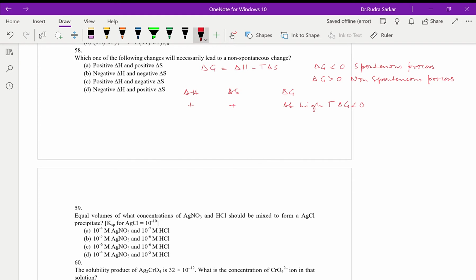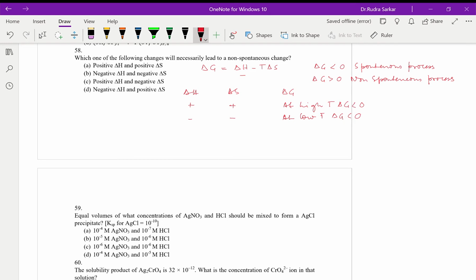Now for the next one, delta H is negative and delta S is negative. So this quantity will be as a whole positive. Now delta G can be negative when it is low temperature. So at low temperature, delta G will be less than 0, that is spontaneous.